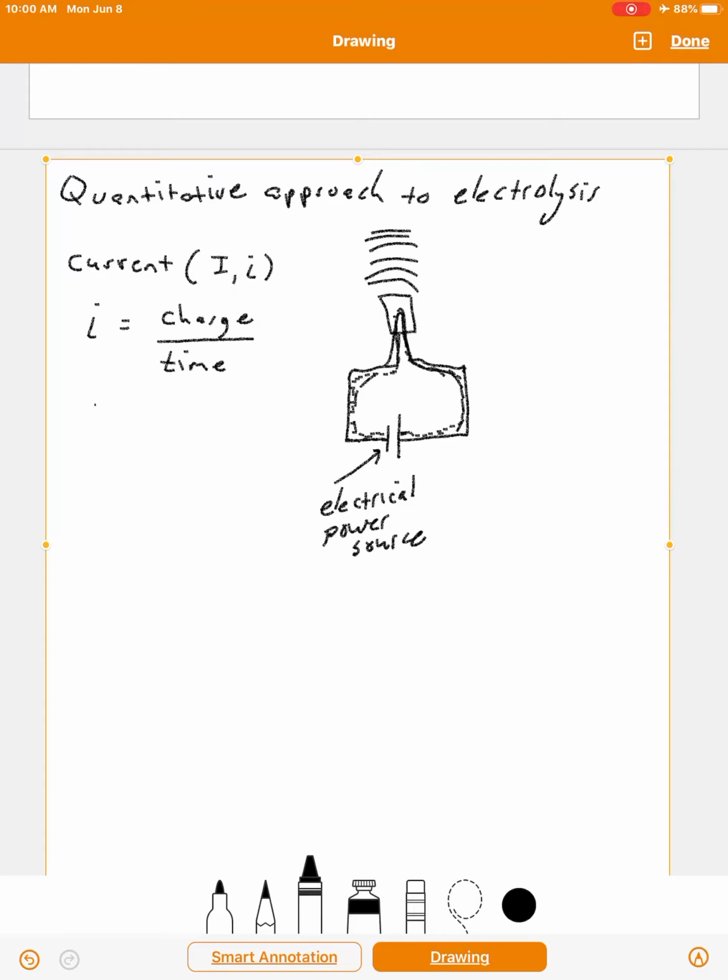For the MKS system, or the SI system, charge is in coulombs. Okay? And 1 coulomb, capital C, is around 6.25 times 10 to the 18th electrons. Okay? It's 1 divided by the charge of an electron, essentially. That's 1 coulomb. So the units that we would have up here would be in coulombs.